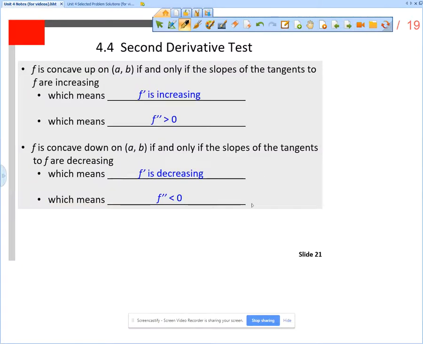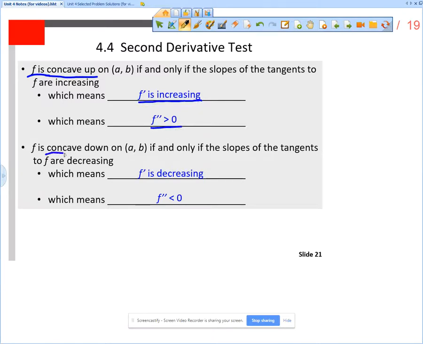Slide 21. f is concave up. That's a new term. On A to B, f is concave up if and only if the slopes of the tangents to f are increasing. That means that f prime is increasing, which we say is that f double prime is positive. So f is concave up when f prime is increasing, which means that f double prime is positive.